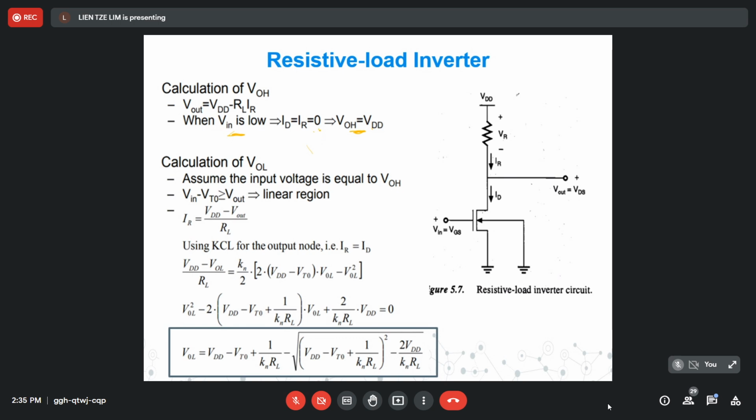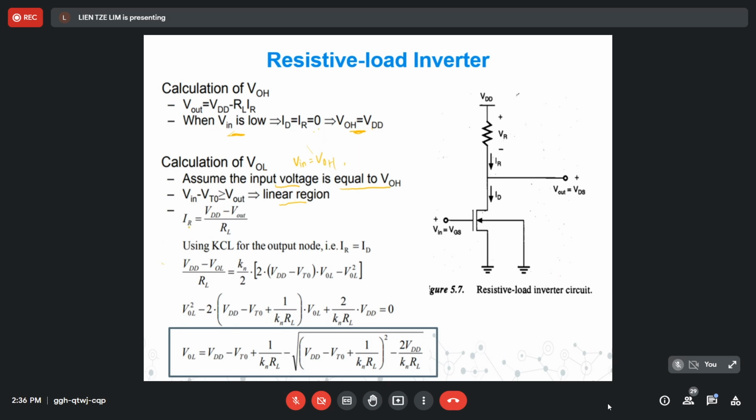And then the calculations of VOL. This is about output low. When the output is low, then the input is high. The input must be as high as VOH, so the input voltage is equal to VOH. This is Vin equals VOH. And then when the input is high, the NMOS is in linear region.